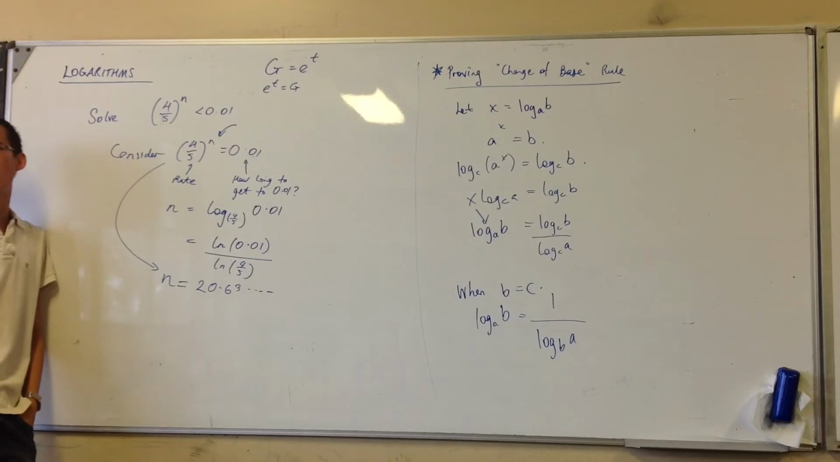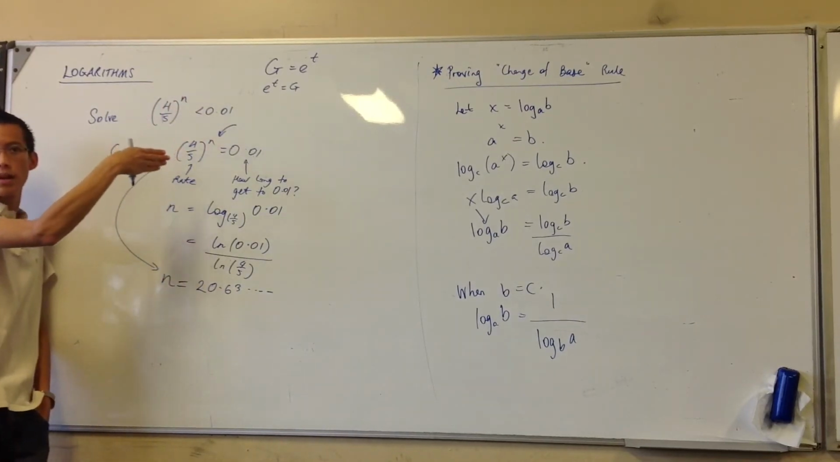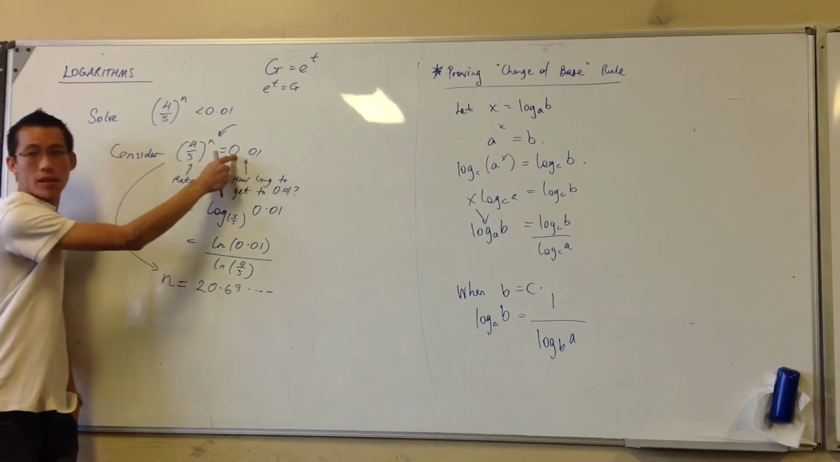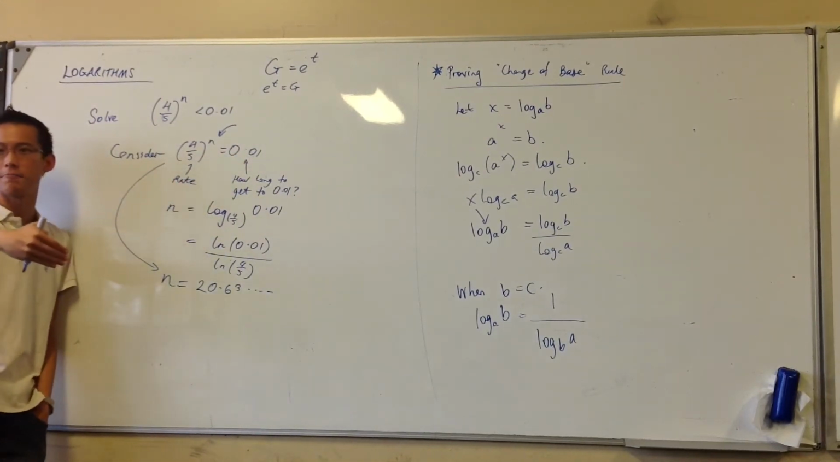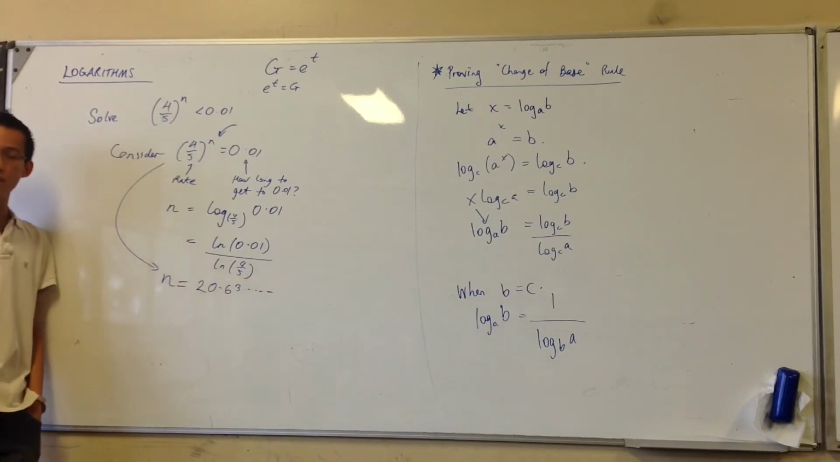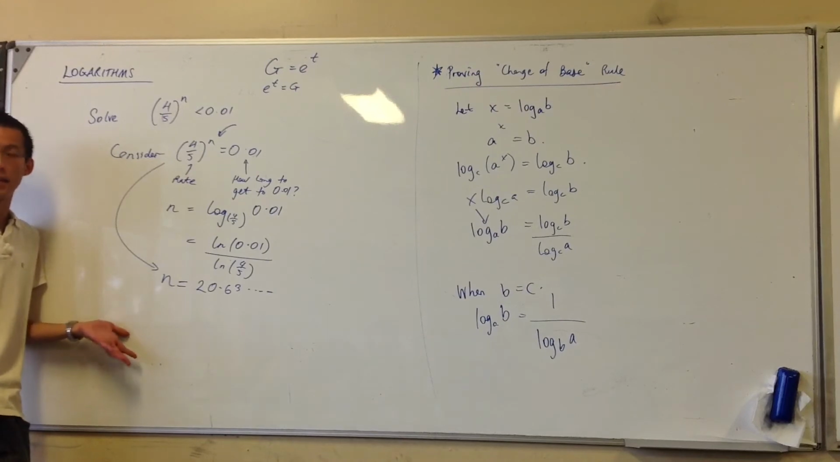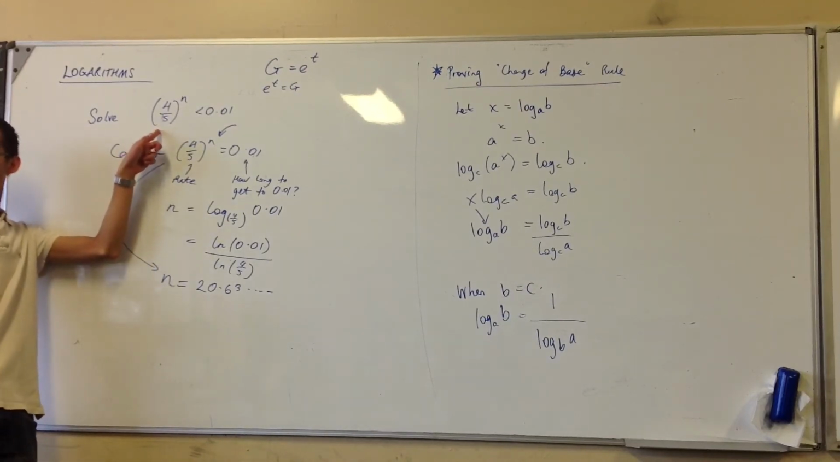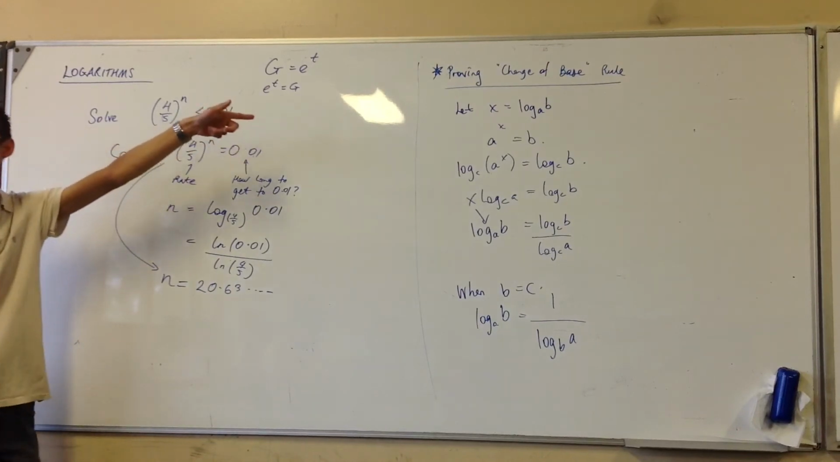Now look at the question, what we actually want to solve. I want this thing, which is getting smaller and smaller and smaller, I want it to be smaller than that. I don't want to get there, I need to go a bit past it, which is why you can know it's not the previous number. If I said n equals 20, what would that mean? It's getting smaller and smaller, but it's stopped just short of getting there. I think it's 0.011 or something like that.